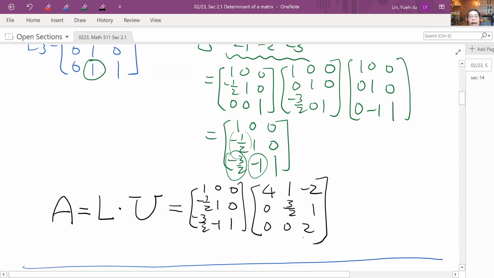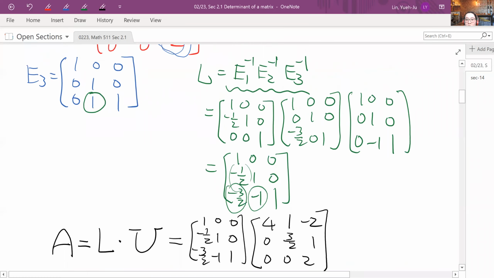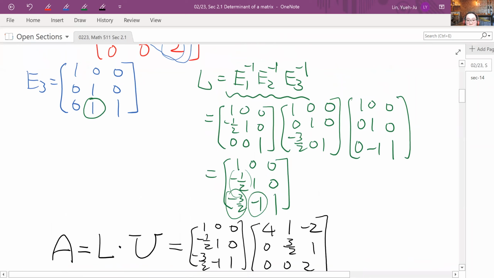And how do you know that this is the correct L and U, right? As I said, I always emphasize checking your answer, right? So you want to check your answer, essentially, you just directly multiply L and U, right? In this order, and see whether it gets back to A.